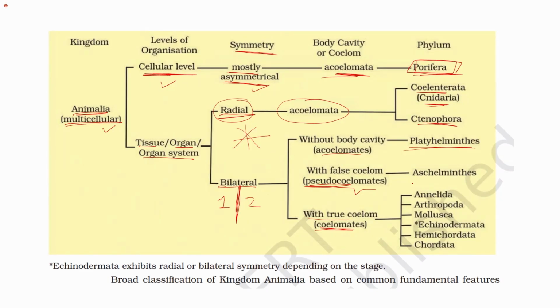Similarly, those which are pseudocoelomates belong to Aschelminthes. The organisms that are multicellular, heterotrophic, have tissue, organ system level of organization, have bilateral symmetry, and have a true coelom as well, that is, they are coelomates, belong to phylum Annelida, Arthropoda, Mollusca, Echinodermata, Hemichordata, and Chordata. We will learn about each of these phyla one by one.